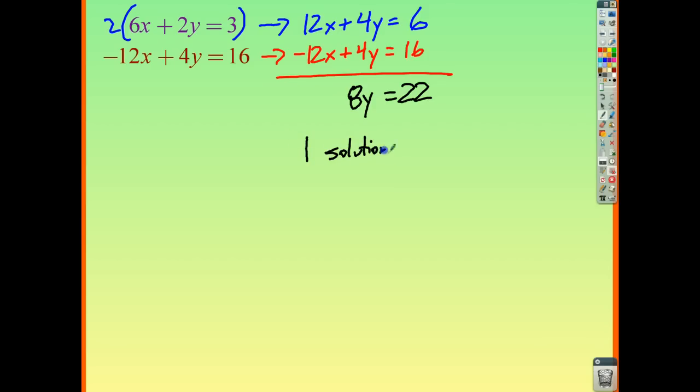Because both the x's and the y's weren't eliminated. If both of these had been eliminated, then I would just look to see if this number equals this number, and if it does, it's infinite solutions. If this was, let's say, 8 equals 8, infinite solutions. If this said 8 equals 0, then I would have no solutions. So this is just a quick way of being able to decide how many solutions a linear system will have.